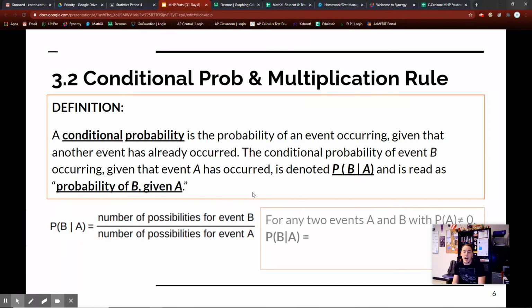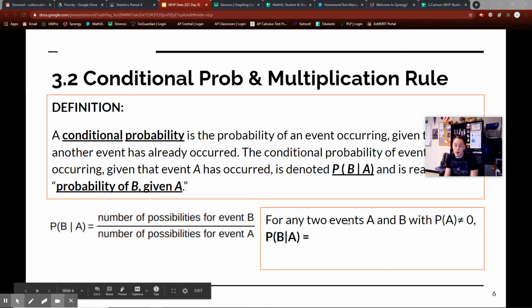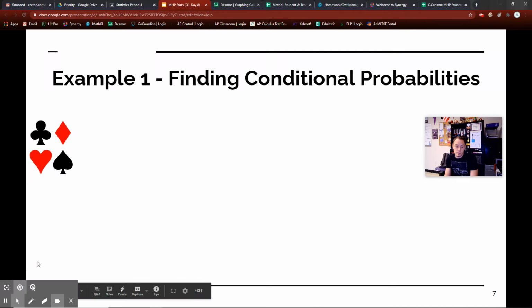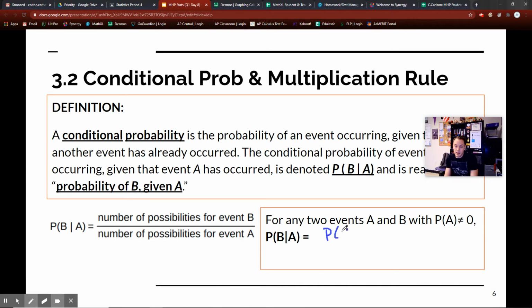The formula that I personally like using, and I'll be using a lot, is this: the probability of two events A and B, with the probability of A not equaling 0, is the probability of A and B all over the probability of A. Okay? This is the probability of A and B all over the probability of A.